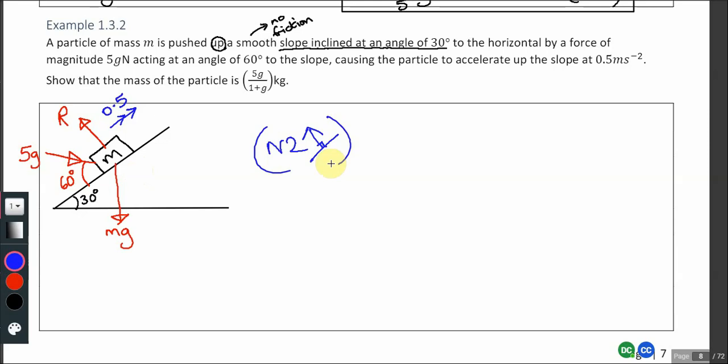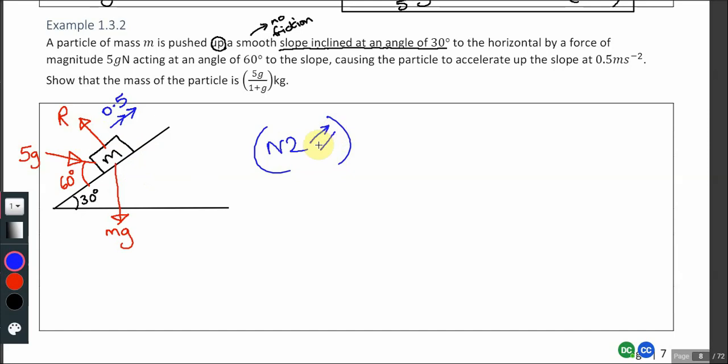Now consider what we would have if we resolved parallel to the slope. I'm going to go in the direction of acceleration, so parallel and up the slope. If we did that, R would not be included in the equation, because R is perpendicular to the direction I'm currently working in. I'm currently working parallel to the slope. R is perpendicular to that, so it won't be included.